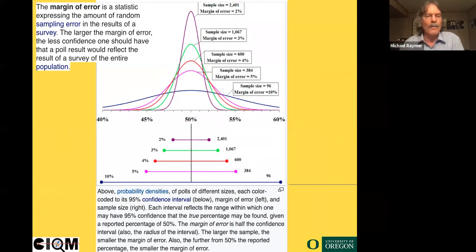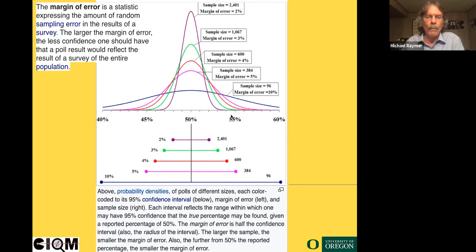So I just grabbed this slide from Wikipedia, and just remind you that margin of error is a statistic expressing the amount of random sampling error in the results of a survey. The larger the margin of error, the less confidence one should have that the poll result would reflect the result of a survey of the entire population. So this curve here is the probability of polls of different sizes.